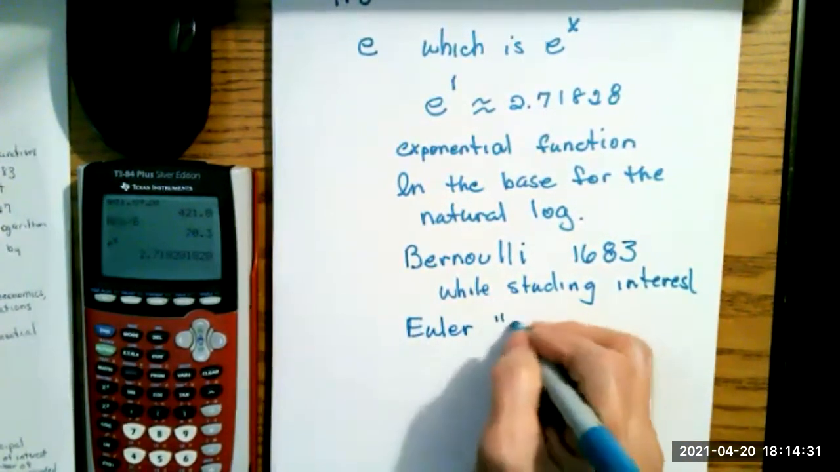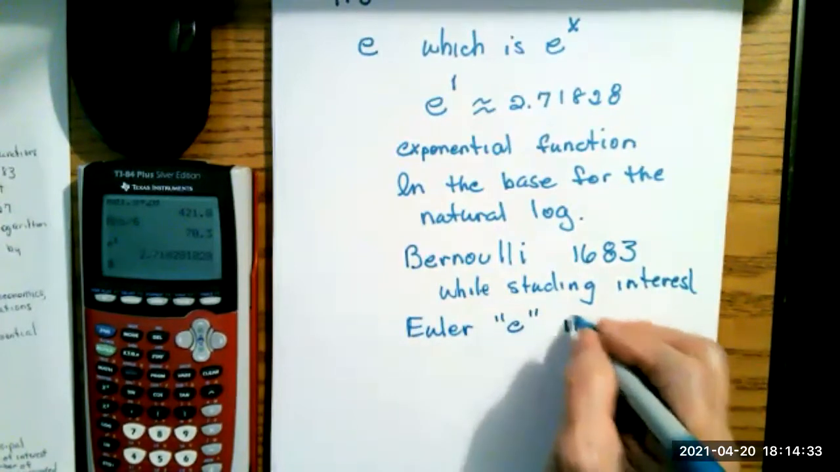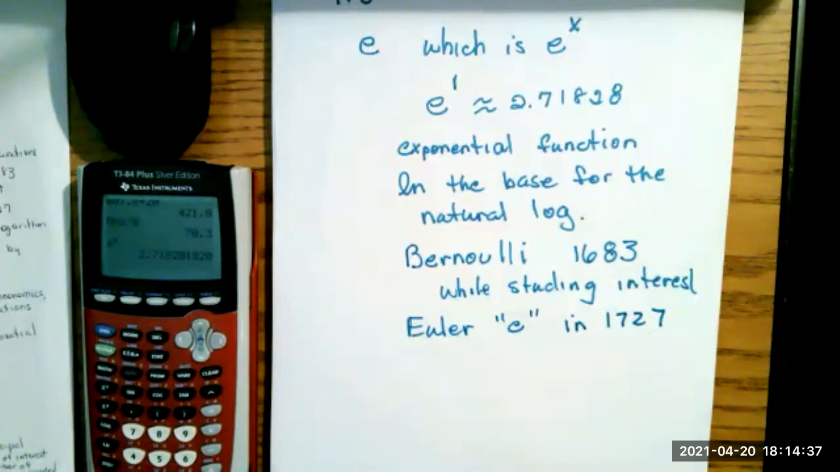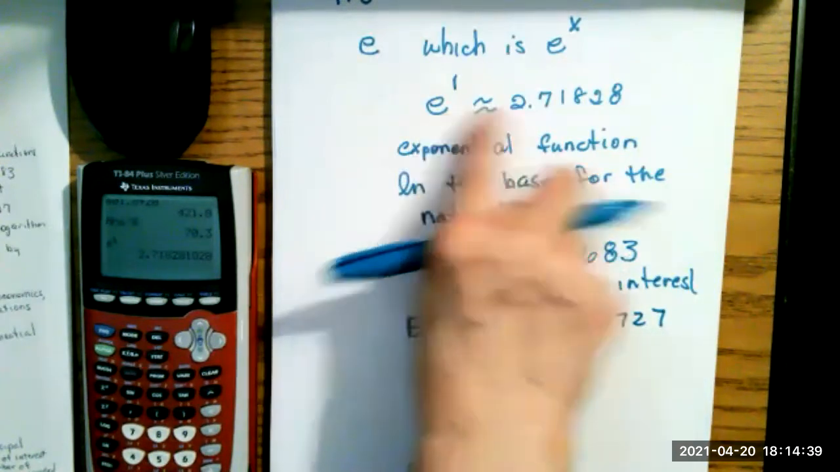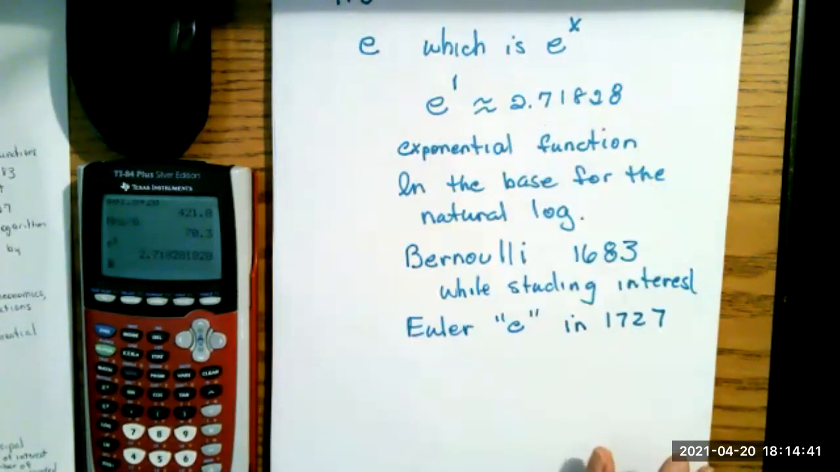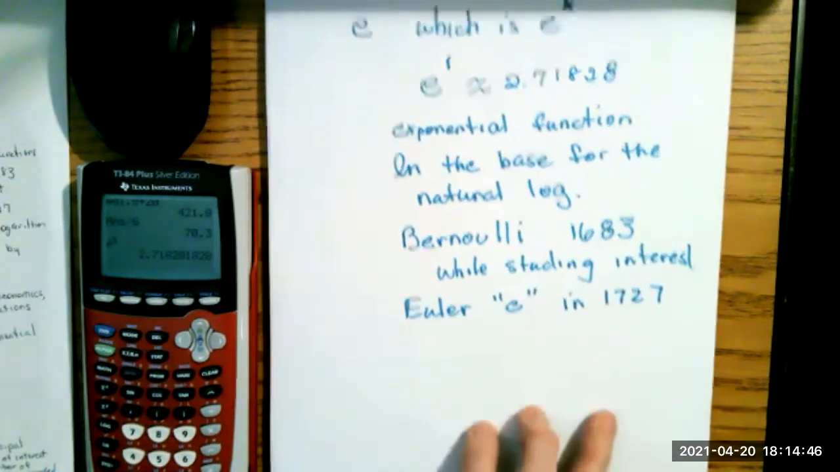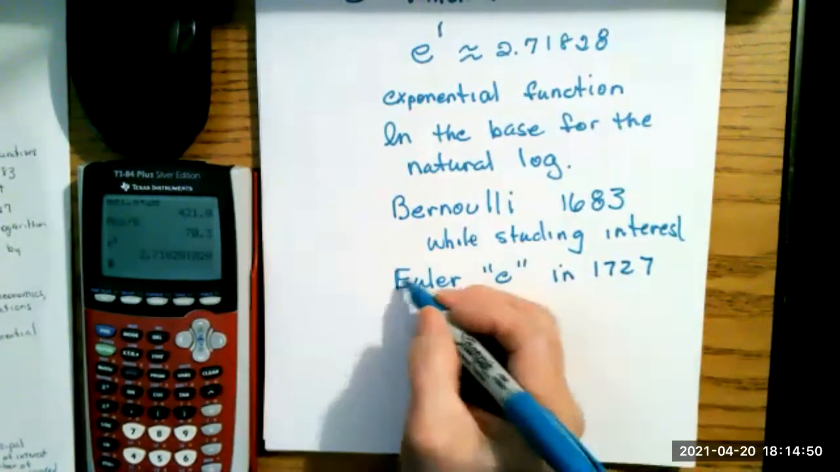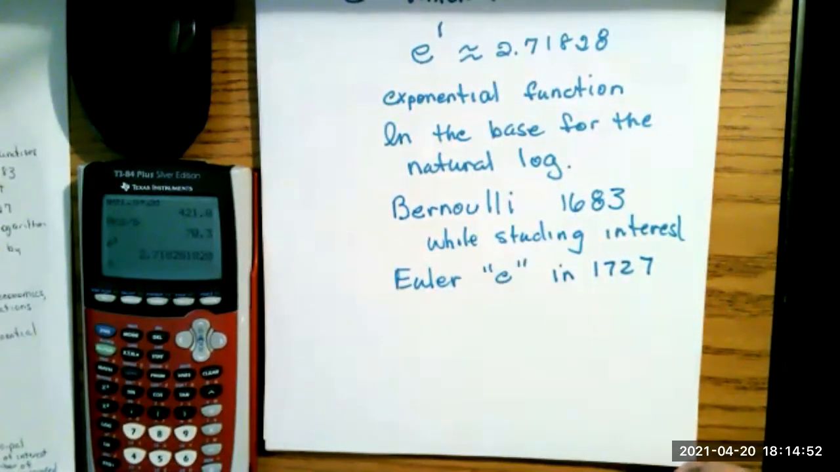And he named it E in 1727. So it was a long time after that that they actually put the letter E with that number, just like with pi. It was a while after they discovered 3.14 before they called it pi. So Euler did that, and I don't know if there's a connection between Euler and E or not, but it could be he decided to call it that because his name starts with an E.